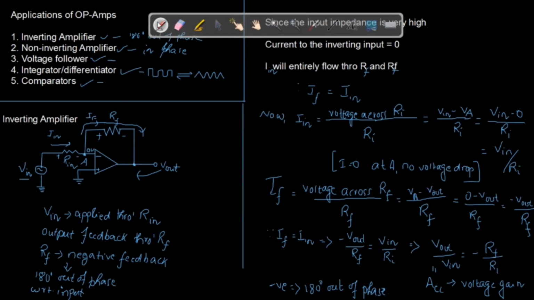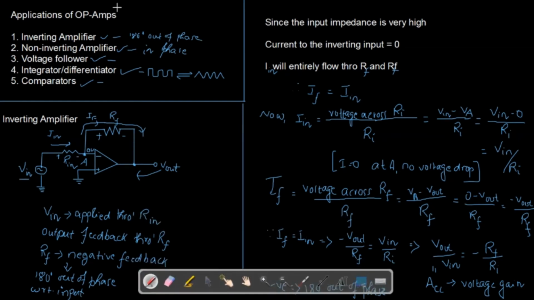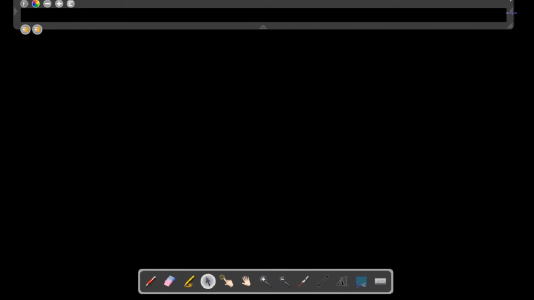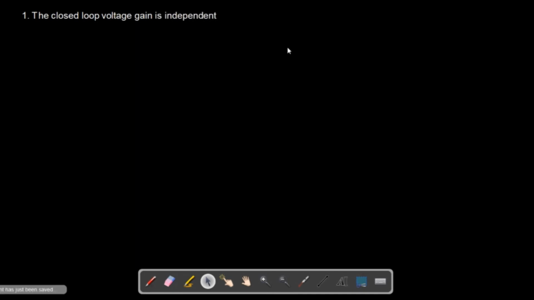Okay, so probably we'll just write down a few points here, but when you write in your exam, if you can remember this, all of these points are obvious, whatever we have discussed. So let's just note down some points here, and then we can move ahead with one numerical to do, okay. So number one, the closed loop voltage gain is independent of the OpAmp's internal open loop voltage gain.